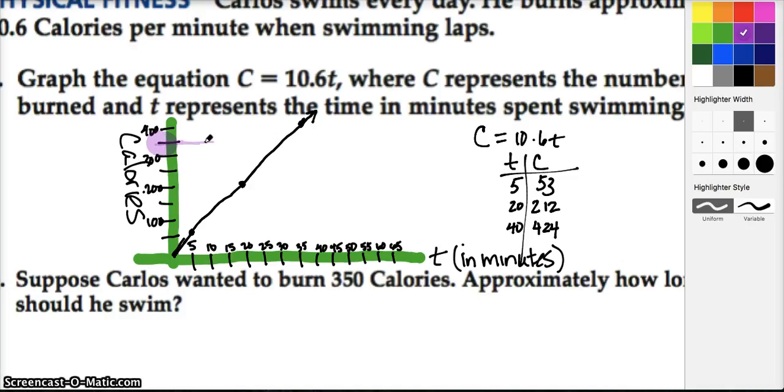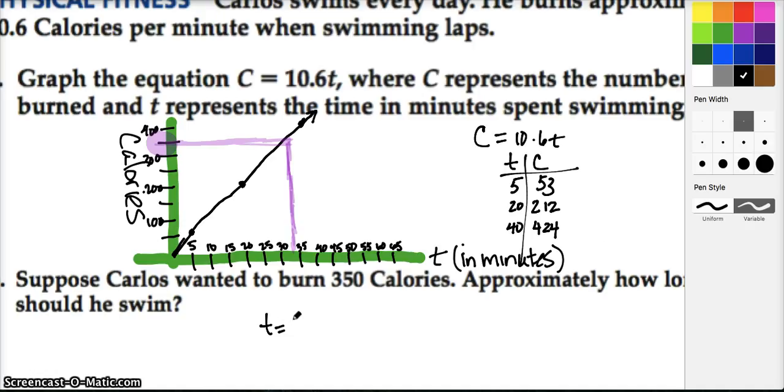And so I'm thinking about taking this line across, here I'm using my graph, take this line across and see where it meets the graph to see how many minutes of swimming I would need to do. And I'm coming down just before 35 minutes. So it looks like maybe 33 or 34 minutes would be needed in order to lose 350 calories.